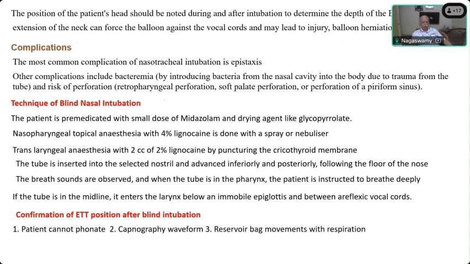So if you ask him to say his name or ask him to talk something, he will not be able to talk. Okay, so in your pre-anesthetic assessment itself, when you plan for a blind intubation, you have to tell the patient that if the tube I am passing is going into the right passage into your breathing tube, then until I remove it, you will not be able to talk.